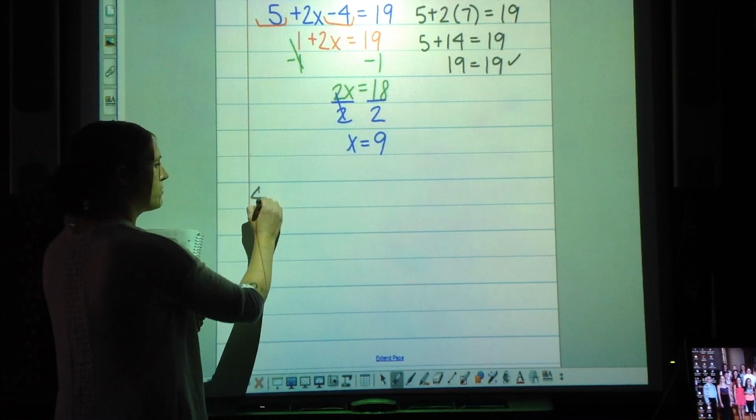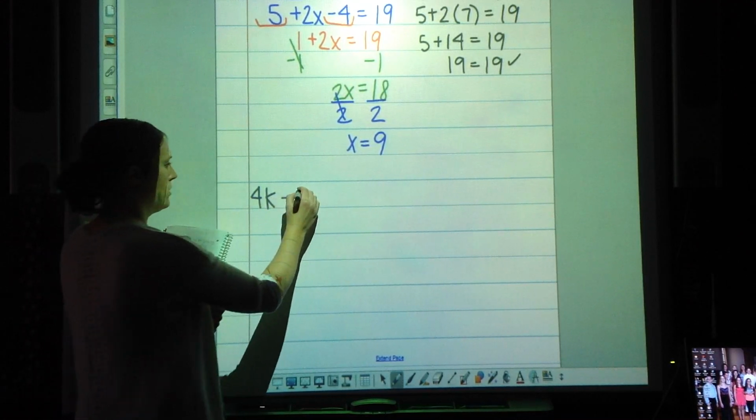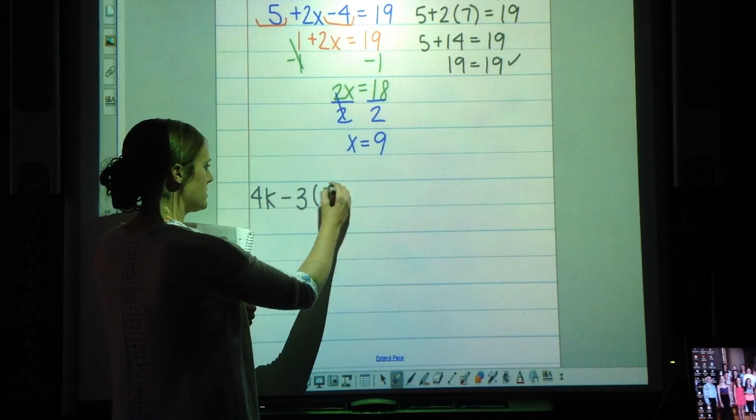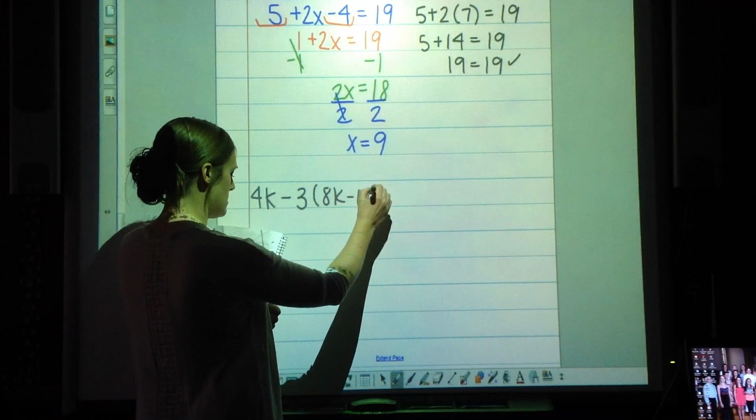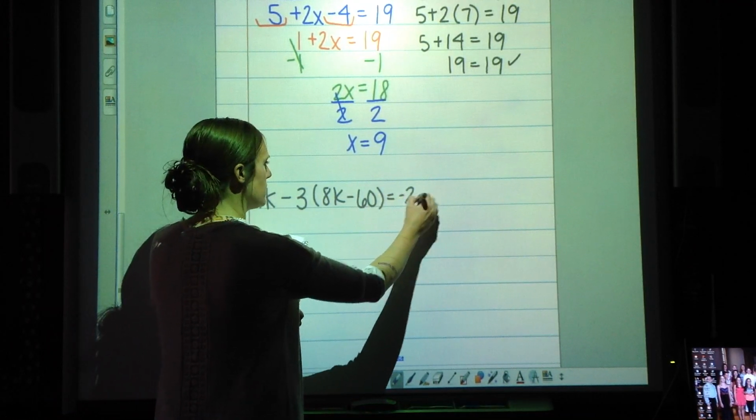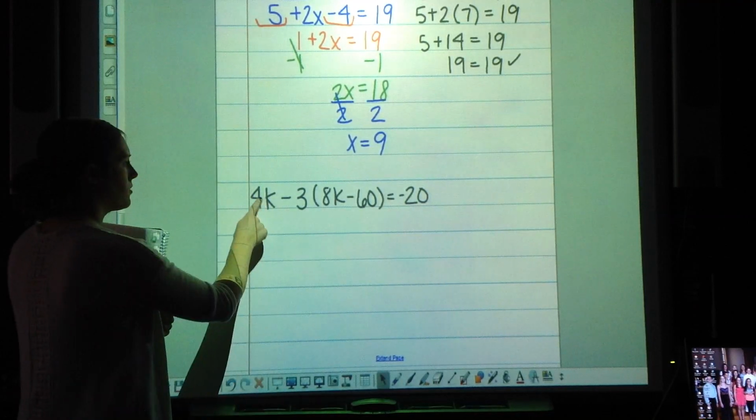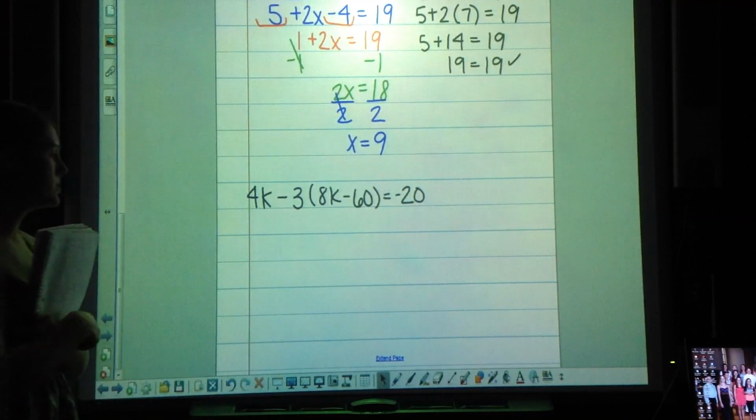Okay, this one's a tricky one. We have 4k minus 3 times the quantity 8k minus 60 equals a negative 20. Okay, go ahead and get a head start on that one. See if you can do it.